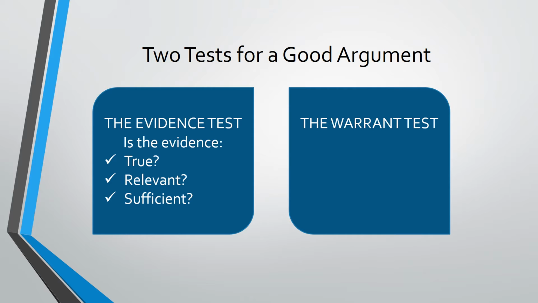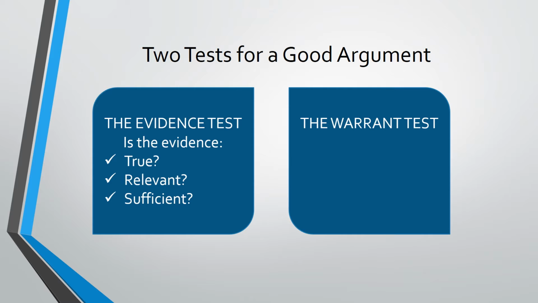Asking if the evidence is true may seem self-explanatory. However, as we will see in a few minutes, there are some kinds of evidence for which determining if it is true or not can be extremely difficult, if not impossible. It's also important to note that there are 2 different ways a piece of evidence could fail this test. 2 different ways, 2 different reasons why we would answer the question no.